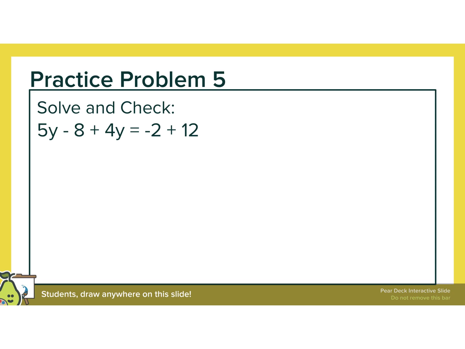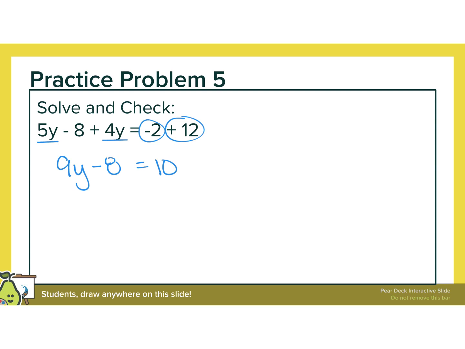There's no step 1. Step 2 says combine like terms, and I do have like terms in the 5y and the 4y. They're both positive, so I just add. These are also like terms on the right side, so it's 12 minus 2, which is 10.